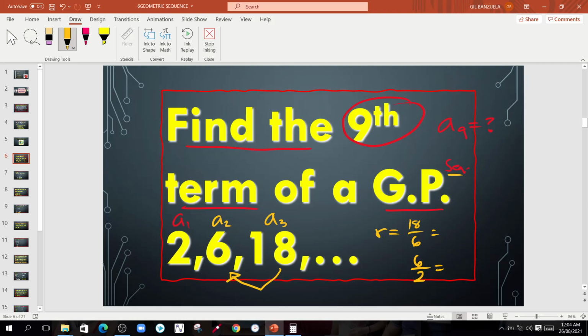So, 18 by 6, that is equal to 3. Then, 6 by 2, that is equal to 3. Therefore, we have 2 common ratios. So, therefore, i-declare na natin na ang ating ratio or common ratio is 3. Alright, so let's deal with those given. Again, we have 9 terms. So, yung n natin ay 9.